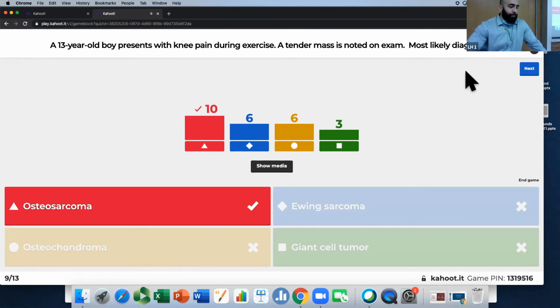Osteosarcoma is the most common bony tumor in children. The most common sites are the distal femur, proximal tibia, and proximal humerus. It occurs at the metaphysis, and X-ray classically shows a sunburst pattern or Codman triangle. Ewing sarcoma occurs at the diaphysis and appears as onion skinning of the periosteum. On X-rays, giant cell tumors look like lytic lesions, commonly called soap bubbles. And osteochondromas are benign pedunculated lesions on the external bony surface.